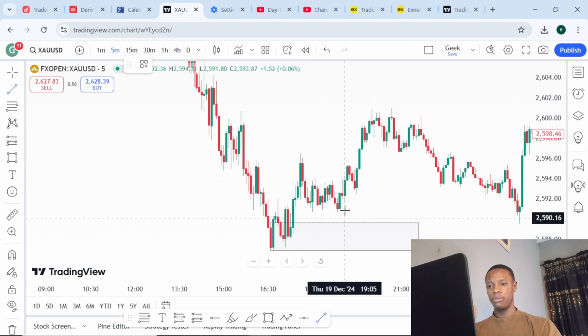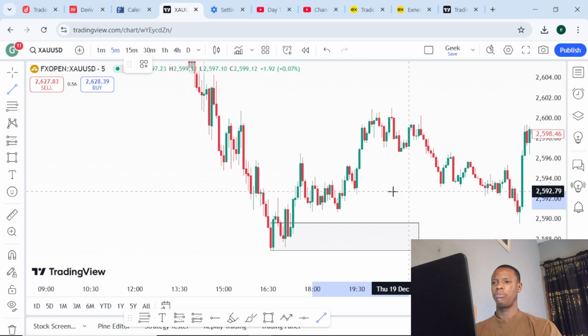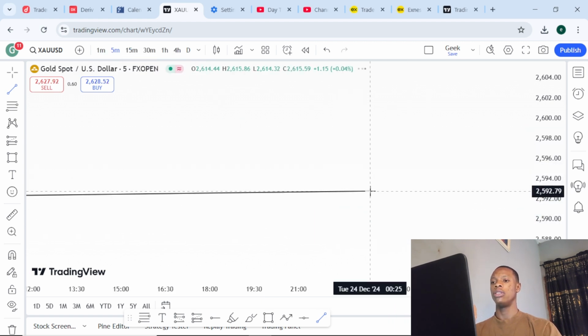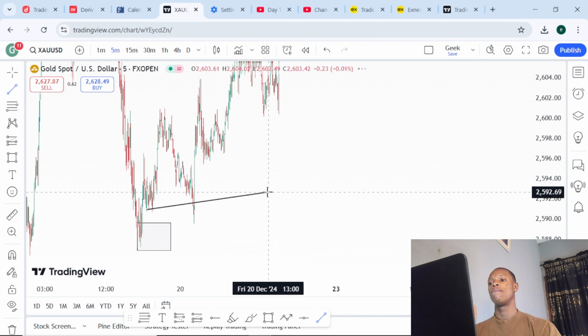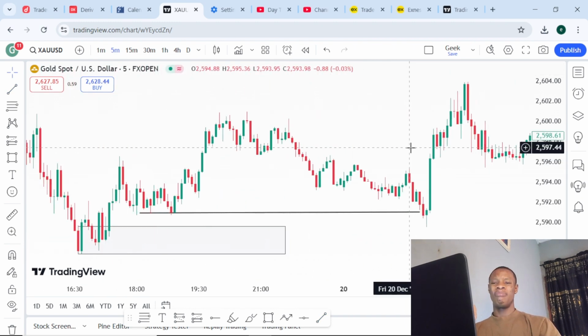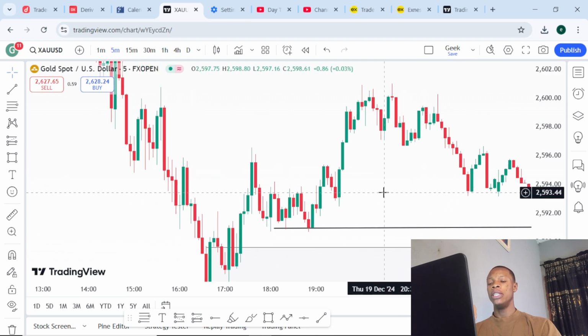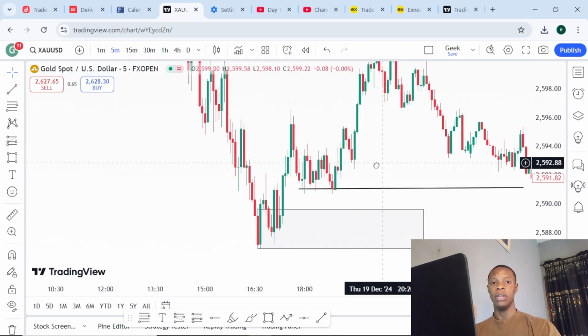Right? So this is my draw on liquidity. This is the low right here. Guess the network is loading. Okay, the network is up. So this low right here, before my order block, it's gonna be my draw on liquidity.